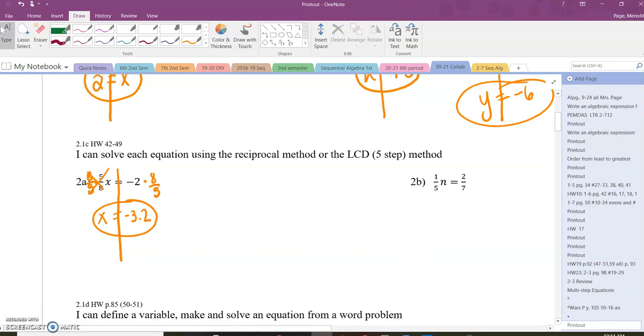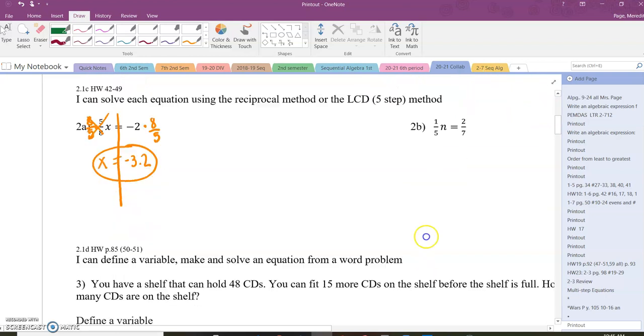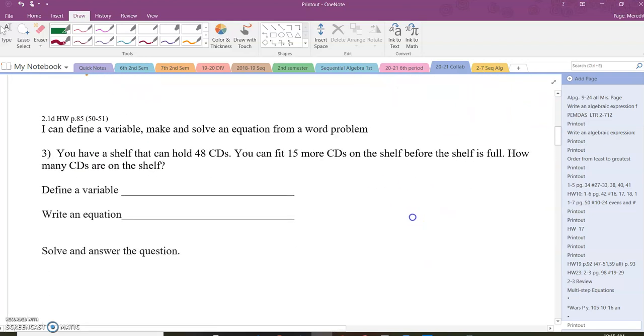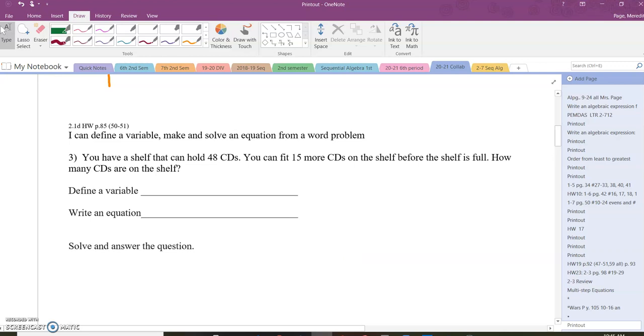So you're going to do the same thing with 2b. Remember, you're going to multiply by the reciprocal of 1/5, which is 5/1. Use the calculator because you do have a fraction. Your responsibility is 2b. I'm going to come back to the word problems.